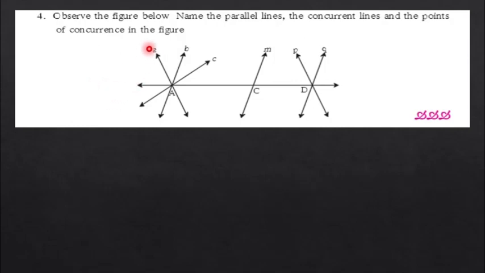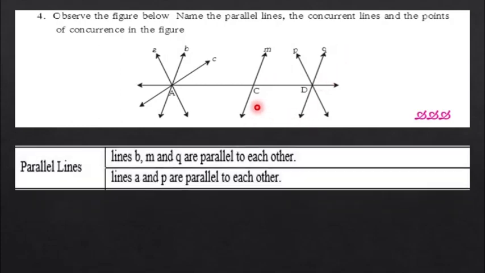So line A is parallel to line P, children. Look here, line A and P are parallel. Also, line B, line M and line Q are also parallel. So from the figure, we can find that lines B, M and Q are parallel to each other and lines A and P are parallel to each other.